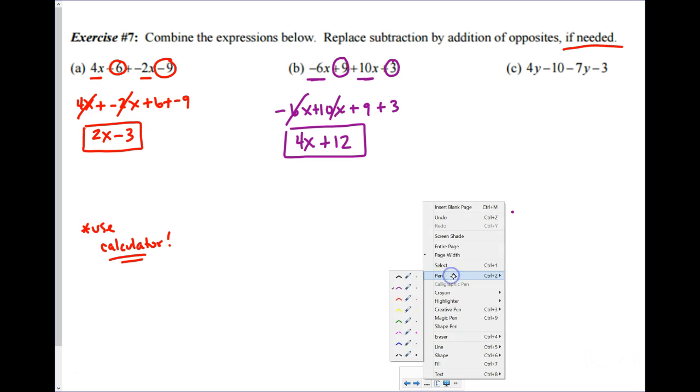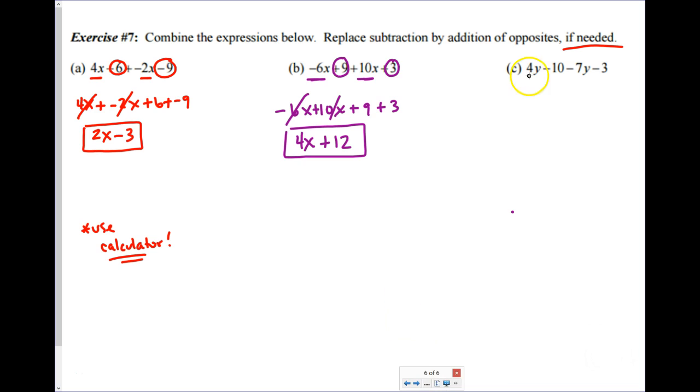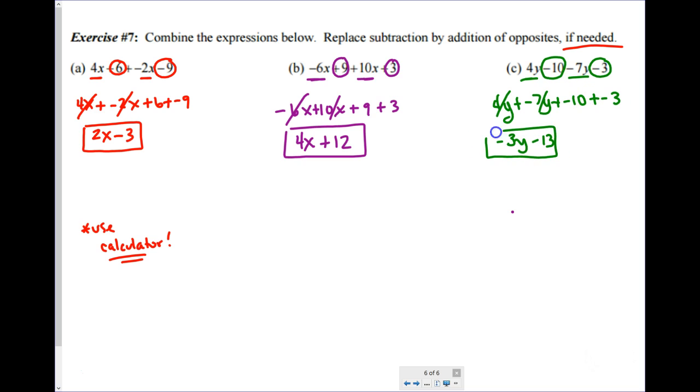And finally, for the last one, I have 4y and a negative 7y. Don't forget that negative, it's really important. 4y plus negative 7y. And then I have a negative 10 and a negative 3. Notice how I circled the negatives. I'm going to keep those negatives. Plus negative 10, plus negative 3. 4y plus negative 7y, that's a negative 3y. Cross them off because I'm done using them. And negative 10 plus negative 3 is negative 13. I'm going to put that in a box.